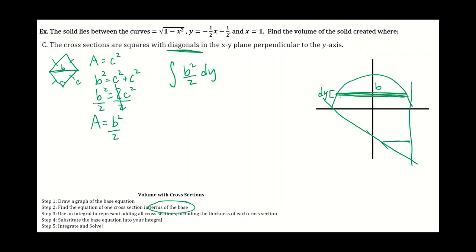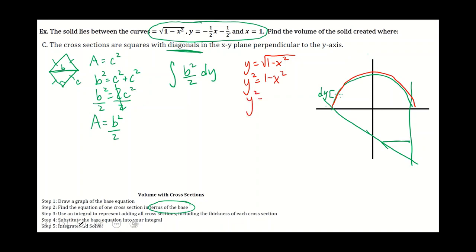Okay, so that tells me that my equation and my bounds need to be in terms of y. Now, because we were given the equations in terms of x, we're going to have to solve for the equation in terms of y, meaning you need to have an x equals equation. So let's start doing that. So I'm going to start with the semicircle here. So I'm just going to color code it a little bit. So I have y equals the square root of 1 minus x squared. Square both sides, you get y squared equals 1 minus x squared. Subtract 1, negative x squared. Divide by negative 1.